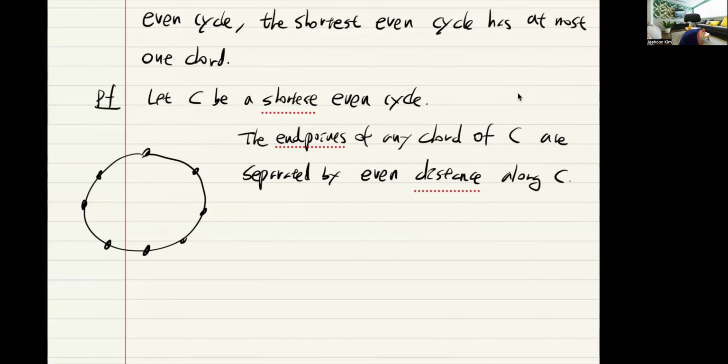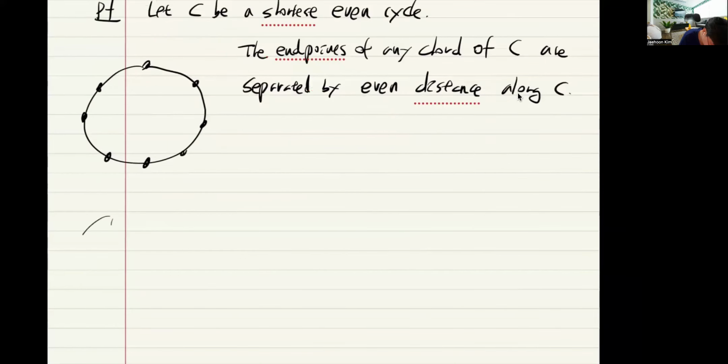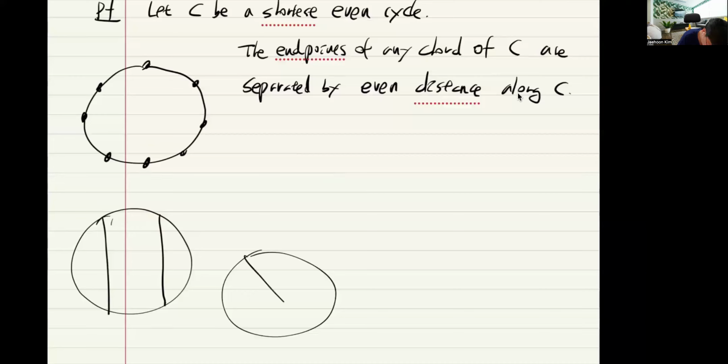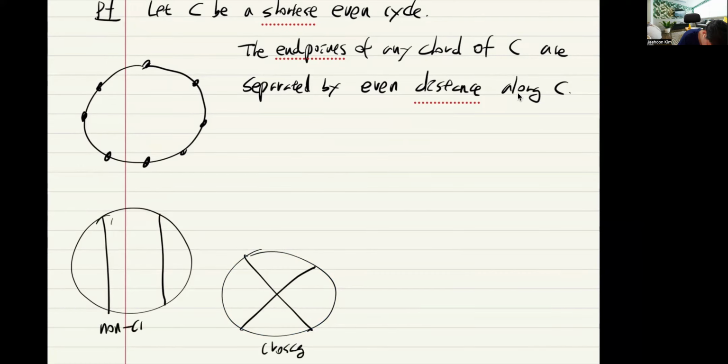So if we have two such chords, then you have two cases. Either the two chords look like this or the two chords look like this. This is the crossing case. This is the non-crossing case.